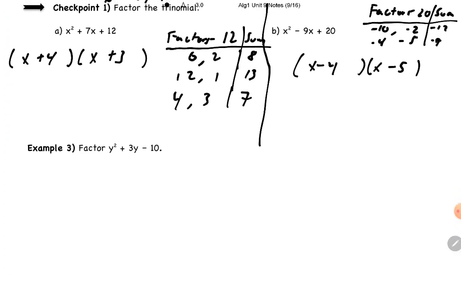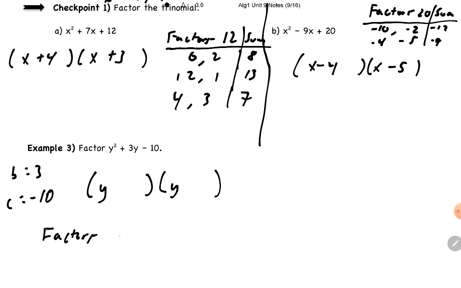All right, example 3. Factor y squared plus 3y minus 10. We have a b value of positive 3 and a c value of negative 10. When our c value is negative, it gets a little bit more complicated. It's the same steps, so I'm creating y here, and we're looking at factors of our c value, which is negative 10, and we still sum.